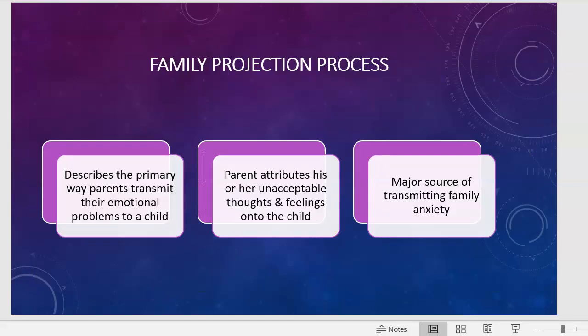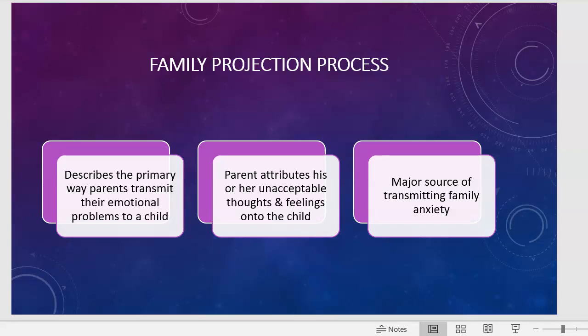Another psychodynamic concept is that of the family projection process. This describes the way that parents transmit their emotional problems and project them onto their children, or more commonly, onto one child. So this is where the parent or both parents attribute their unacceptable thoughts and feelings onto the child. And it's a major source of how the family transmits their anxiety.